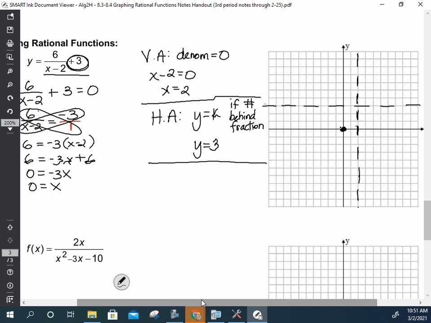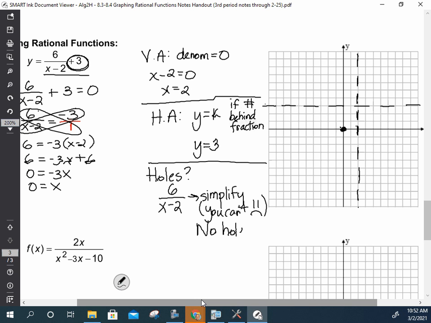Then the last thing to check for before we use the calculator are holes. Now we're going to check for holes in the graph. So we would take 6 over x minus 2 and simplify it. However, you can't. So there's no holes. There'll be no holes in this graph.